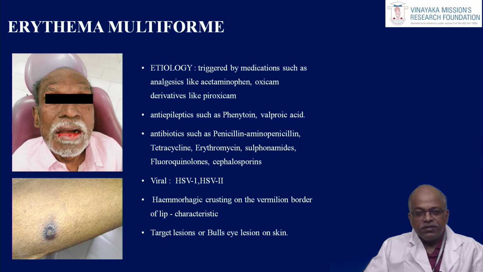The viral lesions HSV1 and HSV2 can induce erythema multiforme. They are characterized by hemorrhagic crusting on the vermilion border of the lips. Also, they have target or bull's-eye lesions usually present on the palms and soles.